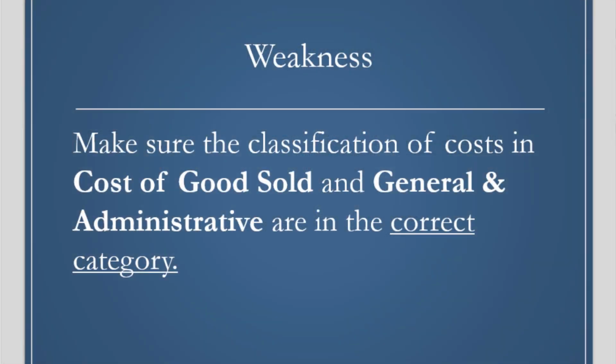Now, let's go over some weaknesses to this calculation method. One of the biggest weaknesses is you need to make sure that the costs in your cost of goods sold area and in your general administrative expense area are correct. You need to review that there aren't costs sitting in cost of goods sold that really are G&A, or vice versa. So you need to make sure both those categories are correct.